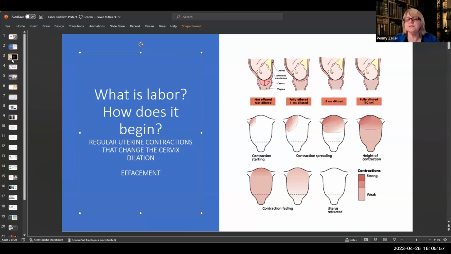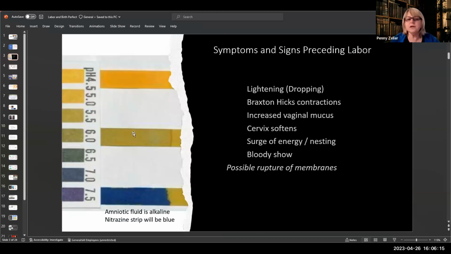And we don't know how it starts. We suspect that there are some prostaglandins that the fetus might release in the system that cause contractions. Or the progesterone drops and she goes into labor. Okay, so this is our nitrazine strip. You can see at the top, that would be the urine. It's more acidic. And at the bottom, that would be your amniotic fluid. So it's more blue.